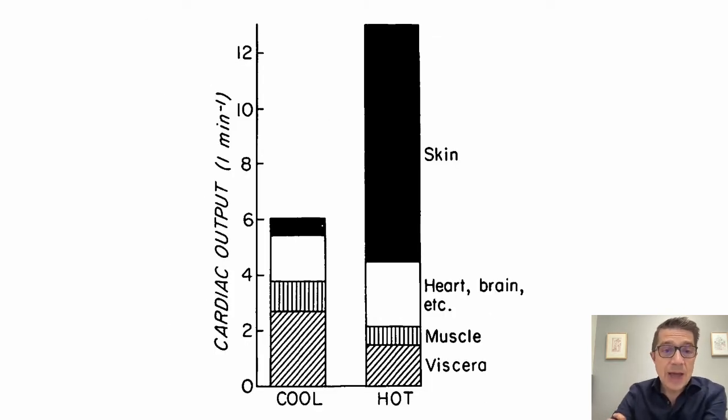This is a diagram that explains the difference in cardiac output and how cardiac output is distributed in a cool environment and in a hot environment. And you see a large percent of the cardiac output is dedicated to skin blood flow to be able to dissipate heat.